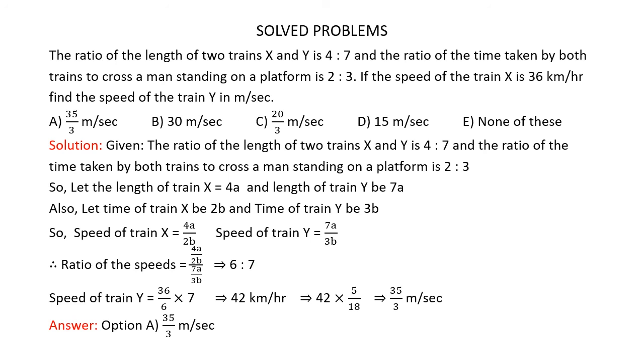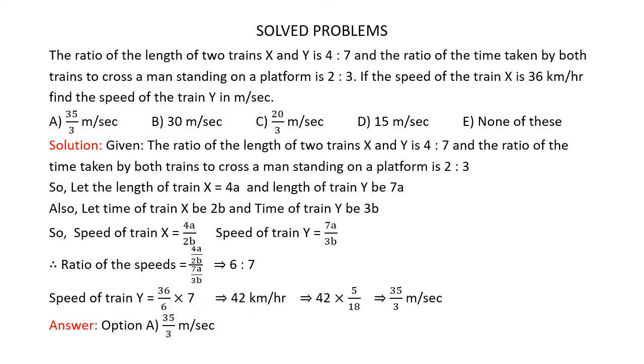Now we are asked to find the speed of train Y, and speed of train X is given as 36 kilometers per hour. So if the speed of train X is 6 kilometers per hour, then the speed of train Y will be 7 kilometers per hour. If the speed of train X is 36 kilometers per hour, then speed of train Y will be 36 divided by 6 multiplied by 7, which is nothing but 42 kilometers per hour.